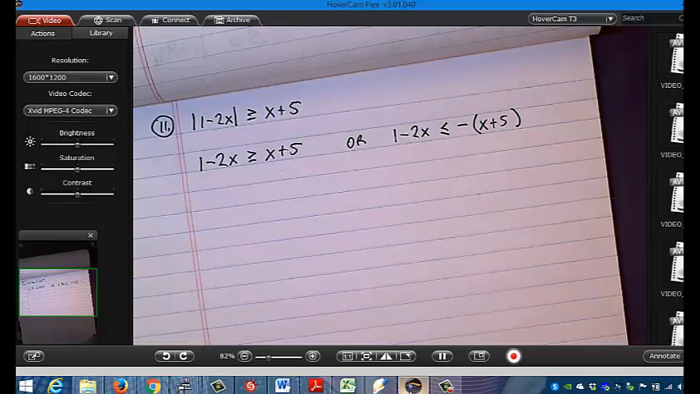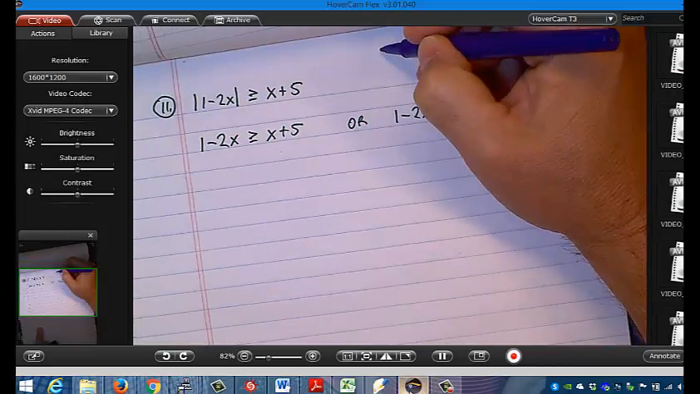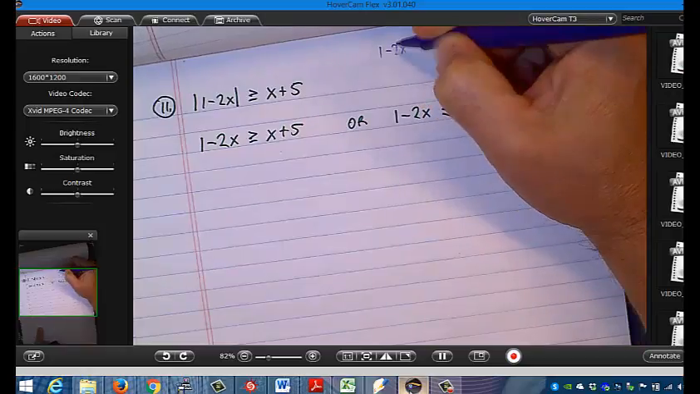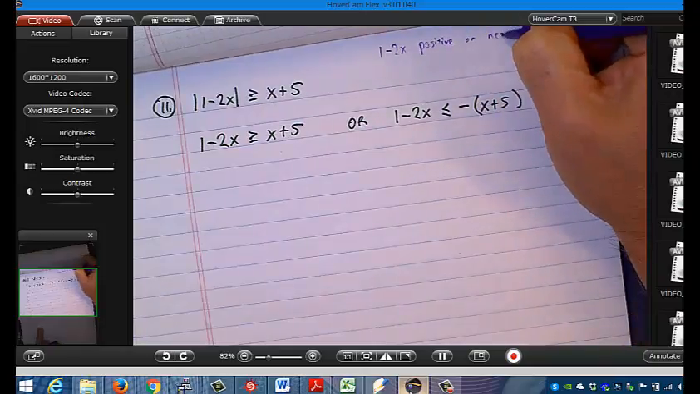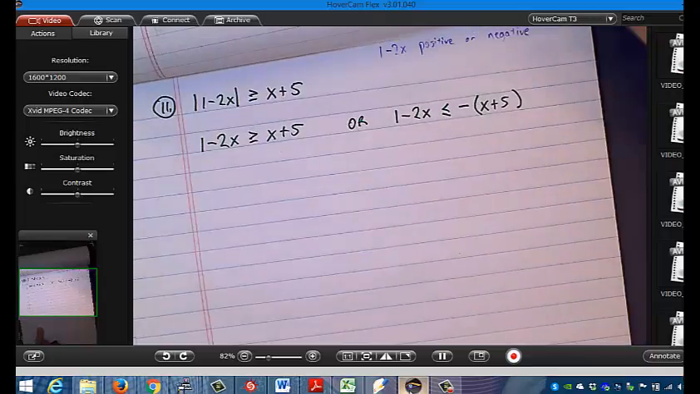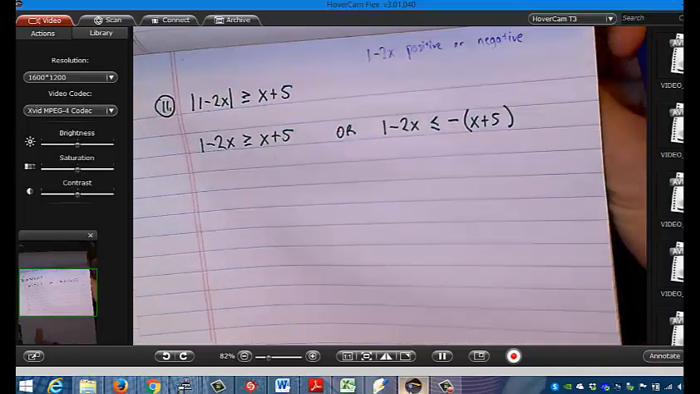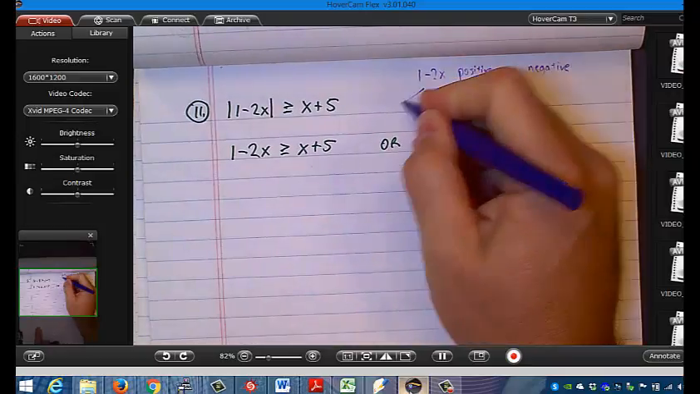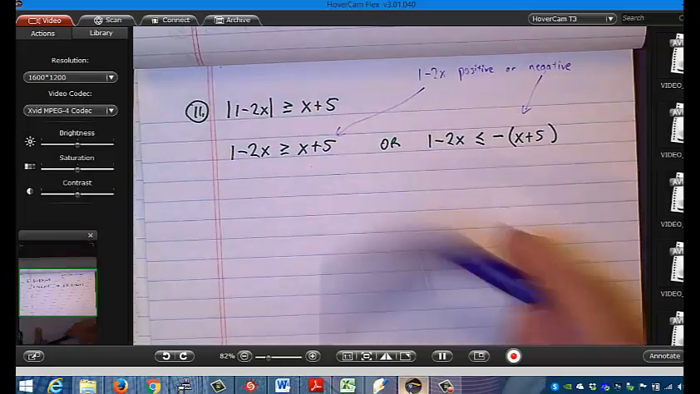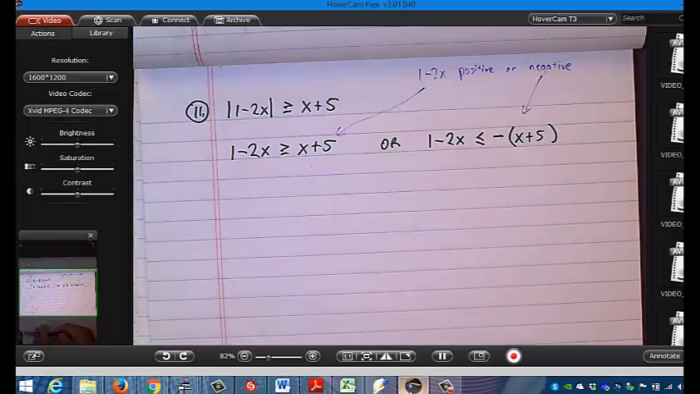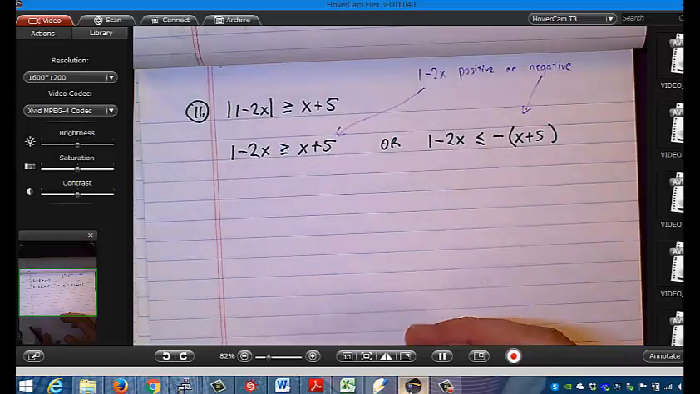You see, because really the cutoff is whether 1 minus 2x is positive or negative, right? If 1 minus 2x is positive, that's when we're over here. If 1 minus 2x is negative, that's when we're over here. It really comes down to what is the number 1 minus 2x? If you have a positive number, you just take away the bars. If you have a negative number, when you take away the bars, you need to flip a sign. Does this make sense to you guys?